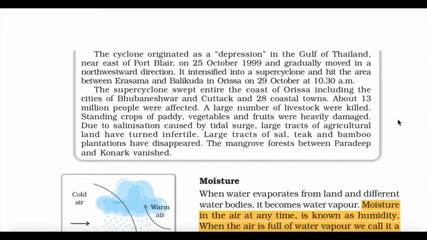Standing crops of paddy, vegetables, and fruits were heavily damaged. Due to salination caused by tidal surge, large tracts of agricultural land have turned infertile. Large tracts of sal, teak, and bamboo plantations have disappeared. The mangrove forests between Paradeep and Mahakalapada vanished.